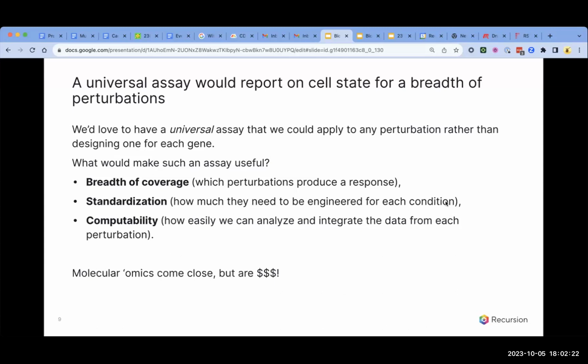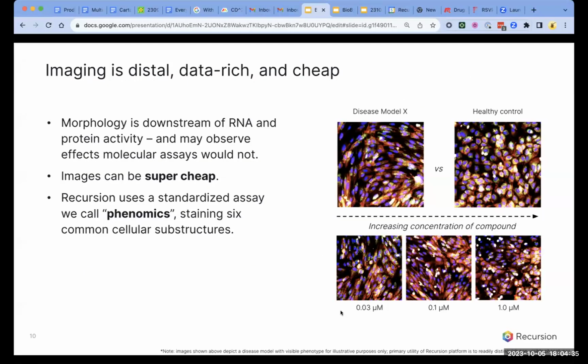Now, molecular omics come pretty close to this. They're great high-dimensional spaces. They're easy to interpret, but they are really expensive. It's really hard to do this across millions of compounds and thousands of genes. But imaging, okay, after a brief interruption, let's come back to why imaging is cool.